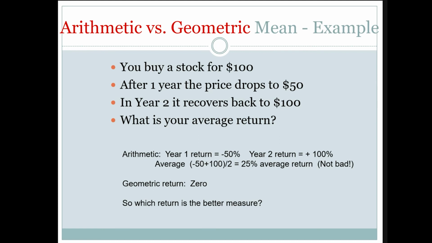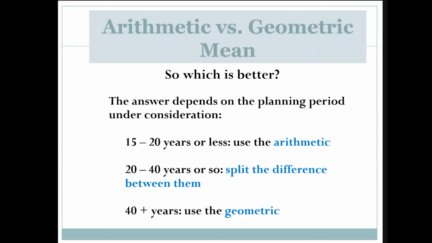So we want to ask ourselves, which one is a better measure in terms of communicating the information we want to communicate? Now in this example, it's obviously, or at least to me, obviously the geometric return. But in general, it depends on the planning period of your portfolio. So if we are talking about less than 15 years, right? So 15 observations of a return, it's typically better to use the arithmetic mean, the simple average. 20 to 40, we're going to calculate both and then split the difference. That's the return we're going to report. If we're looking at more than 40 years, we should probably only be looking at the geometric return.